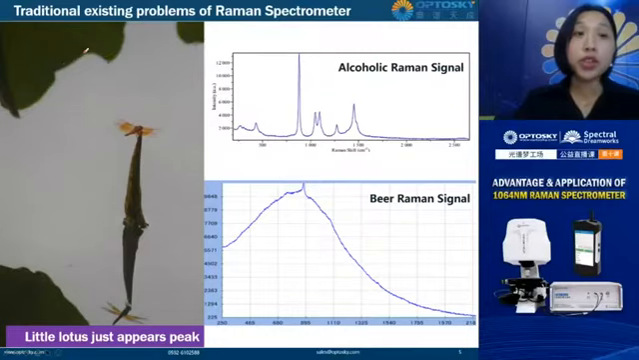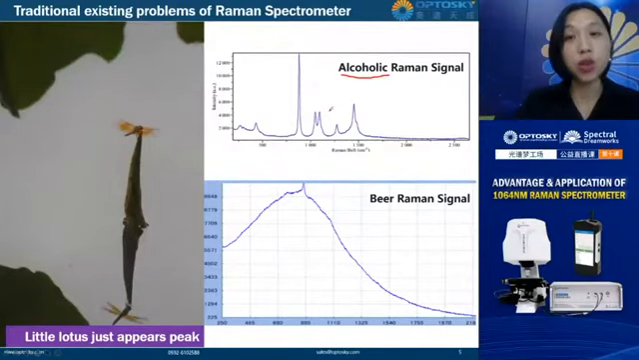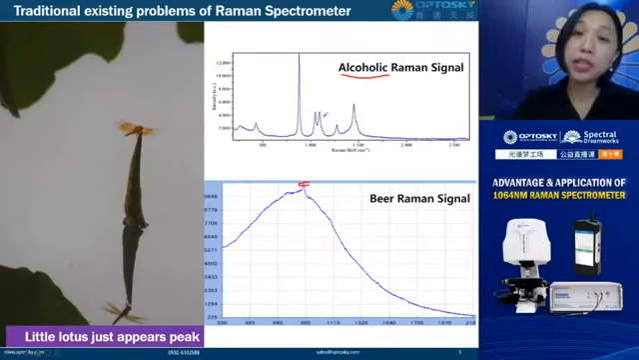We are going to introduce the traditional existing problems of the Raman spectrometer. As we can see, this is the alcohol Raman spectrum. It has very vivid peaks, and the spectrum looks nice. However, here the main component is alcohol, but if we use a Raman spectrometer to detect it, it has only these tiny peaks. So where are the other peaks?